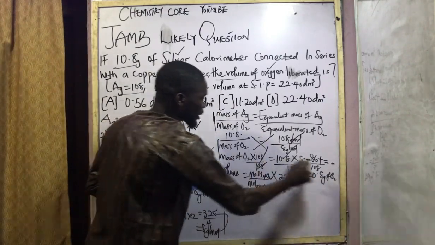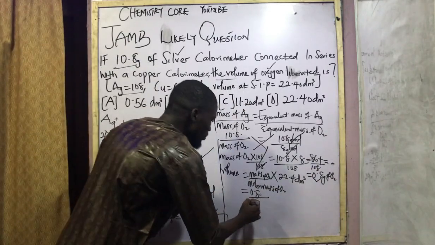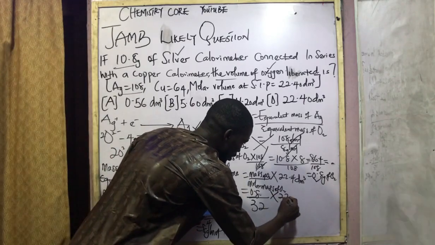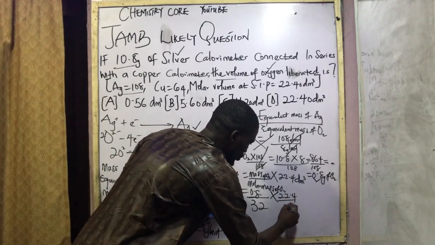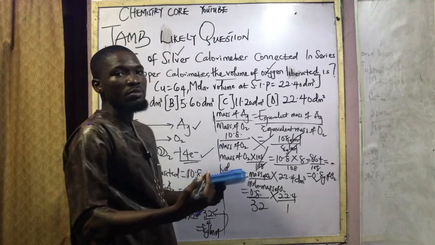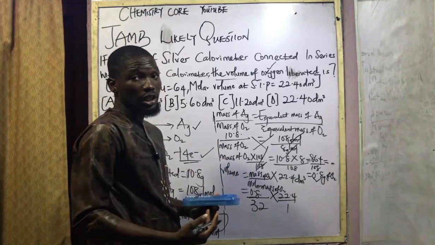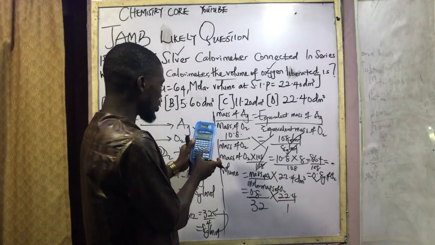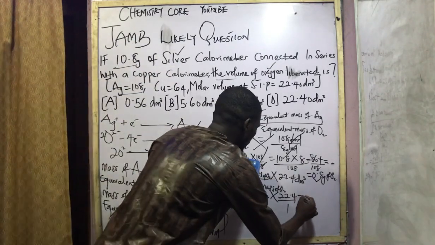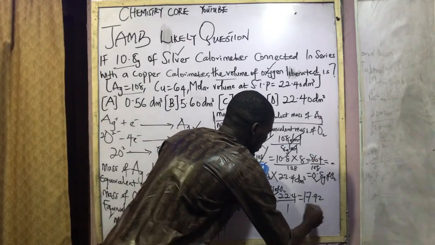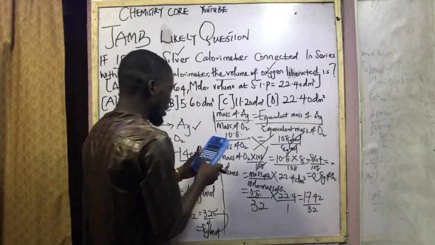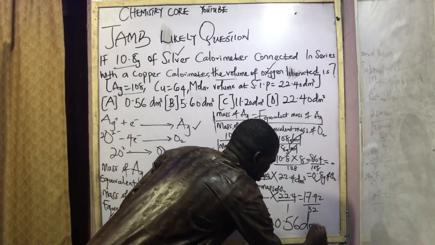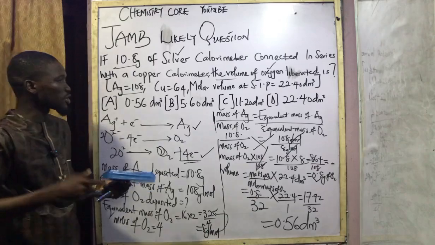The mass of oxygen liberated is 0.8. The molar mass of oxygen gas is what? 32, multiplied by 22.4 dm³ over 1. So guys, you multiply the numerator together, then you divide by the denominator. So 0.8 multiplied by 22.4, we have 17.92, divided by 32. So we have 0.56 dm³.